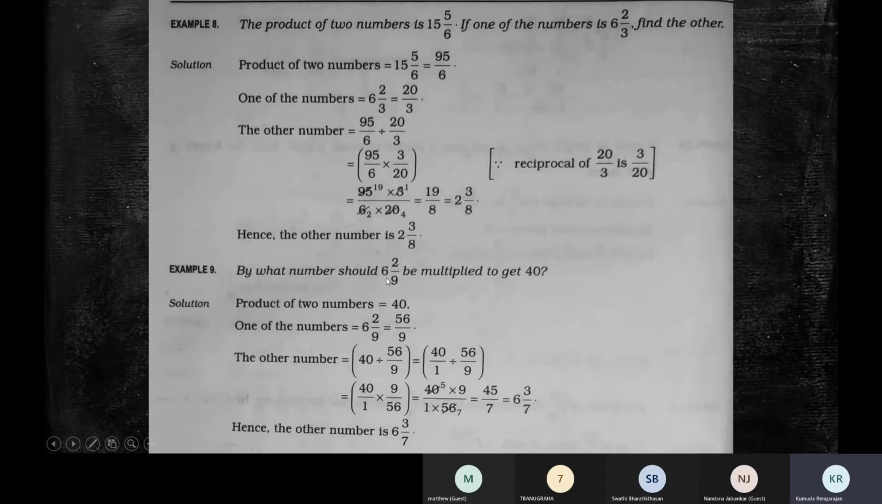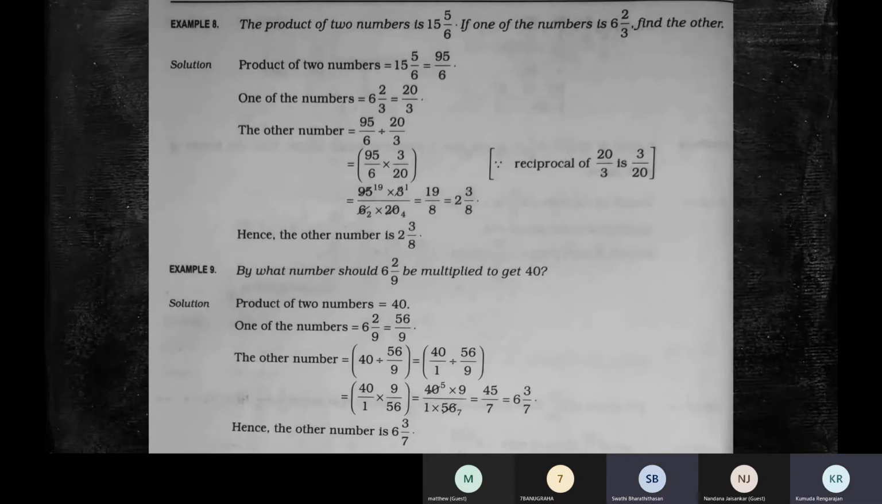Let's take this as 5, instead of 6 2 by 9, we'll say 5. By what number should 5 be multiplied to get 40? So 5 should be multiplied by what to get the answer 40? By what should you multiply 5 then?